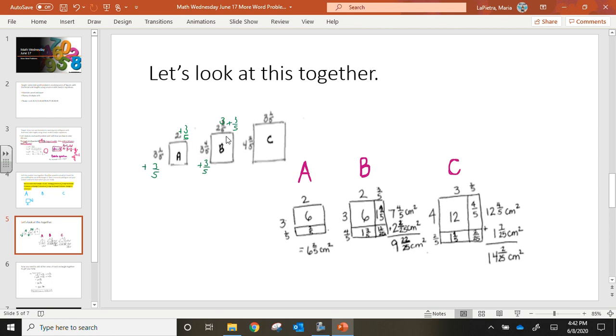So now that each one is 3/5 bigger than each one going up, B is 3/5 bigger than A, C is 3/5 bigger than B. Now that we have all of our dimensions, you need to find out the area first. So 3 times 2 is 6, and 1/5 times 2 was 2/5. And that's how we got this answer.